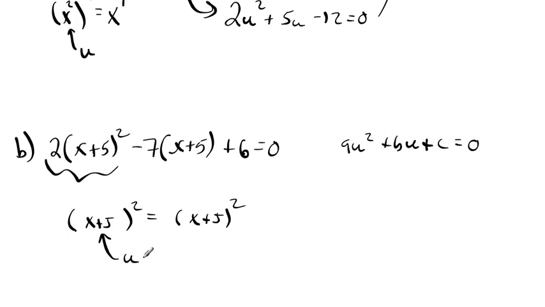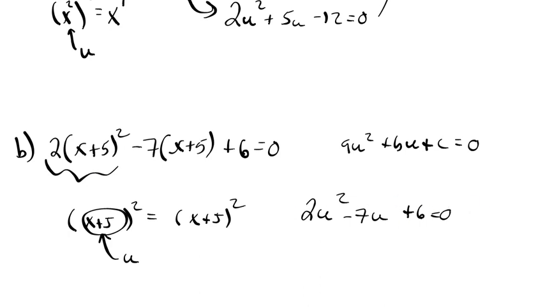If we know what our u is, then that's 2u squared, right? This right here is u. U is x plus 5, minus 7, and then x plus 5 is u, and then plus 6 equals 0. And see how we were able to rewrite now our quadratic in terms of u.